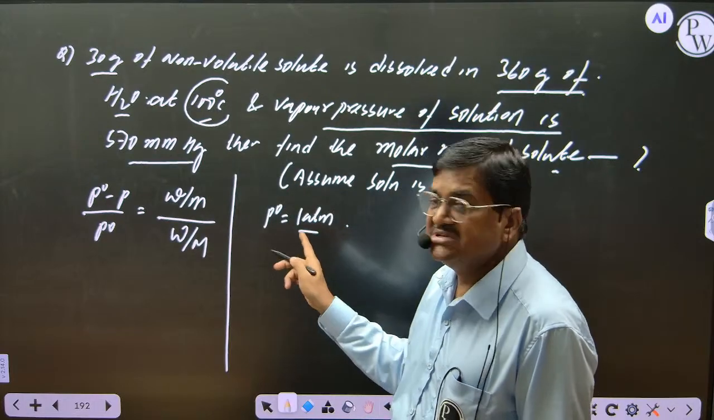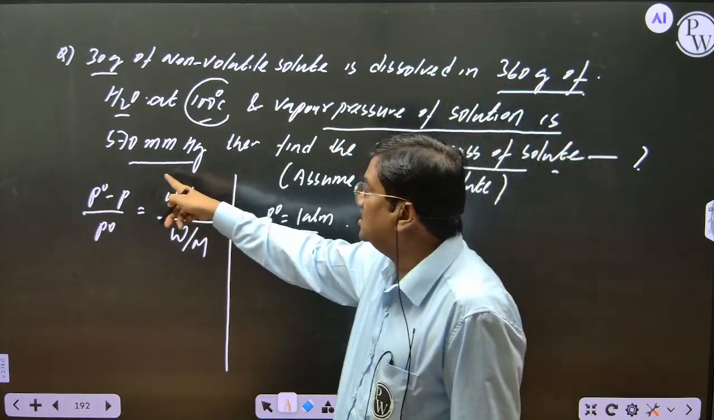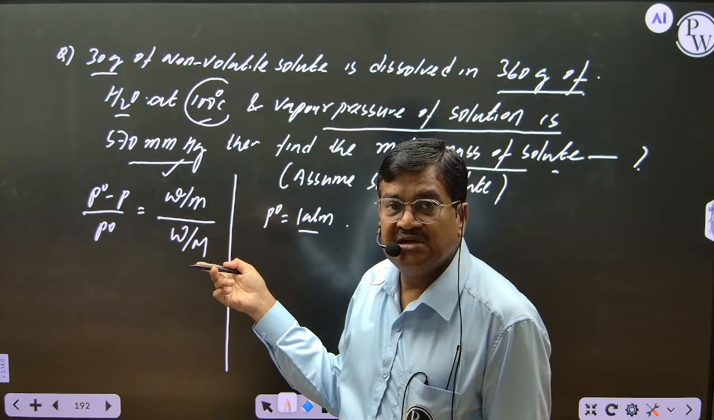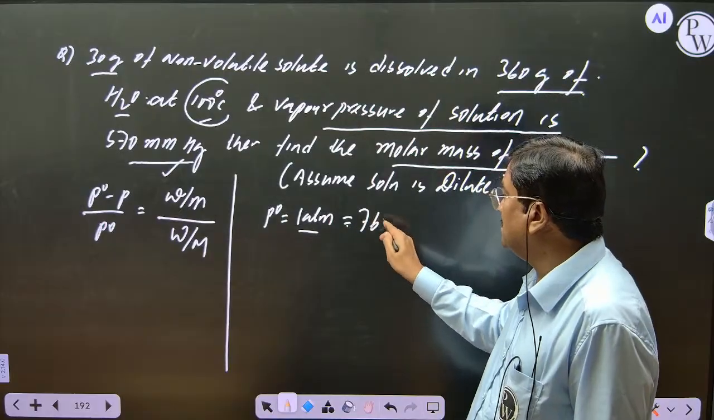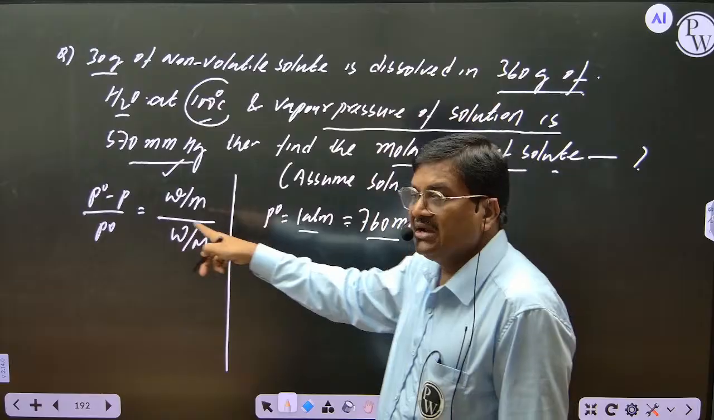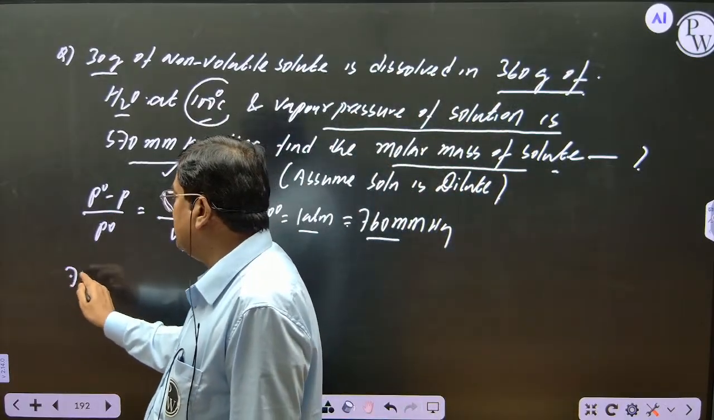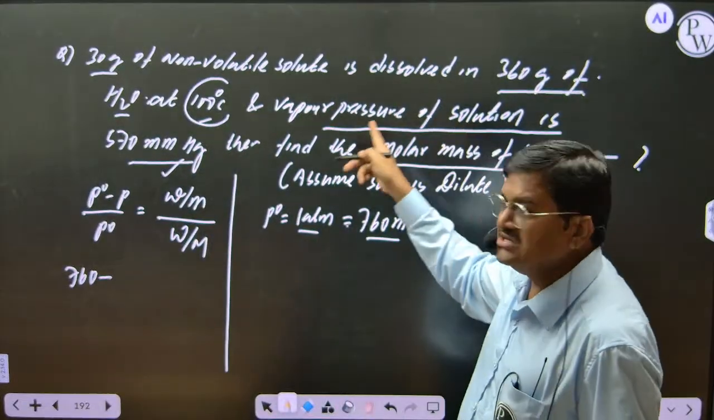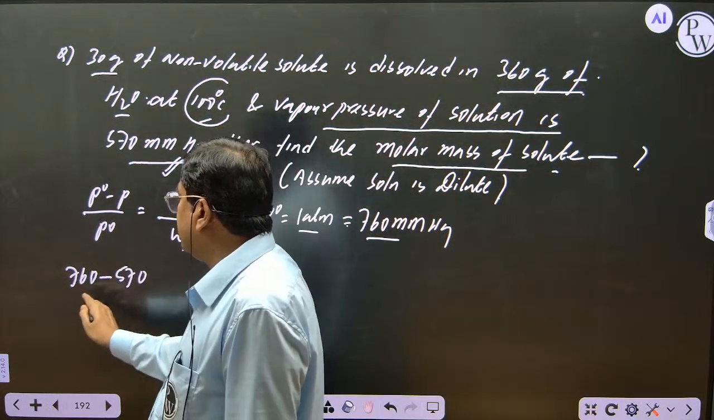Getting the idea of what I am saying? That means you have to take here how much? This is in mm, no? And the conversion factor you have to know, you studied it in states of matter in first year. 1 atmosphere is equal to 760 mm of Hg. This will be 760 mm of Hg. That means indirectly he has not given P naught. So here what should I take? 760 minus the vapor pressure of the solution after adding, 570, by 760.